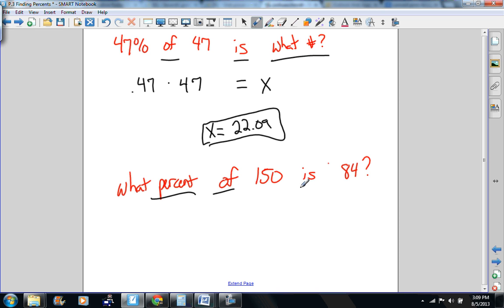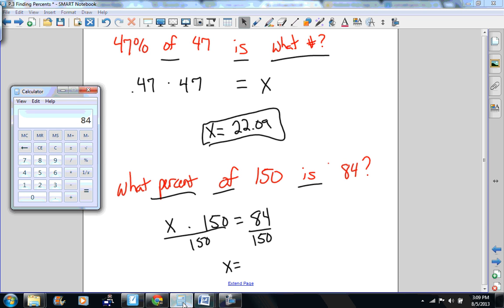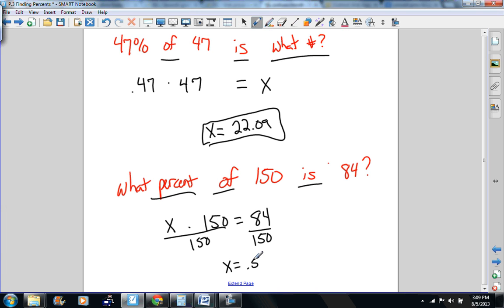What percent of 150 is 84? Well, this is x times 150 equal to 84. Now we have to divide by 150 on both sides. So x equals, and here's where it gets a tiny bit trickier, so you got to be a little careful here. There we go. 0.56. And I hope you went back and looked at the problem and said what percent. So this is equal to 56%.